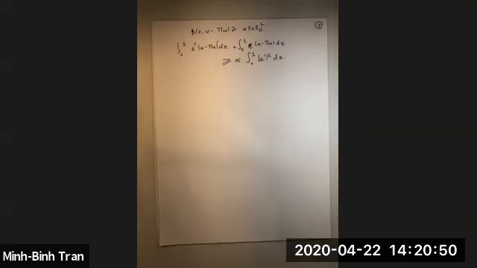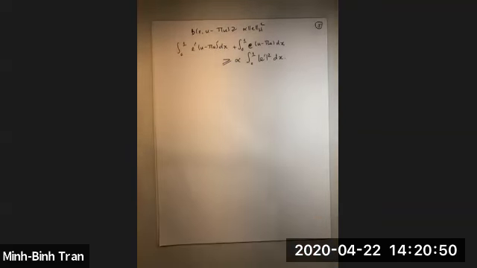Now, how can I move forward? How can I bound the last term here? How can I bound this quantity? I did this a couple of minutes ago, right? So what did I do a few minutes ago? I used the lemma, right?